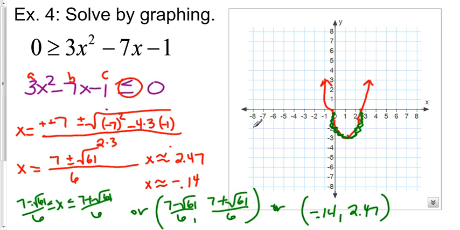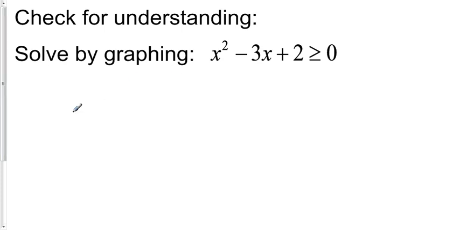All right, I'd like you to try this next one on your own. You can type it into your graphing calculator, see if it gives you the exact zeros, and then write your solutions in interval notation.